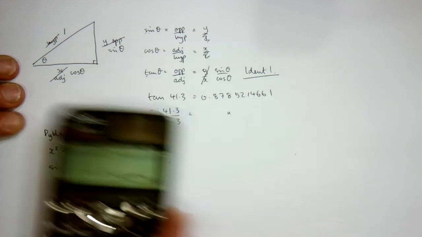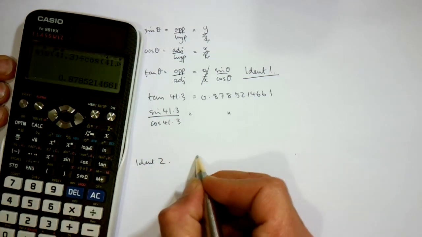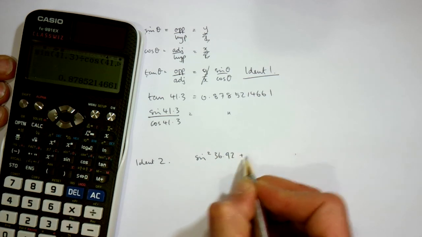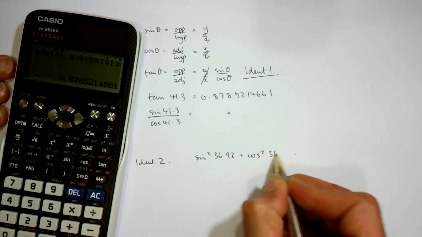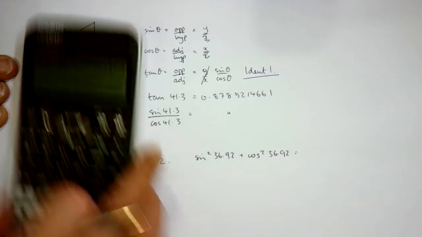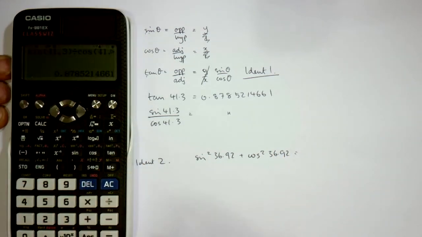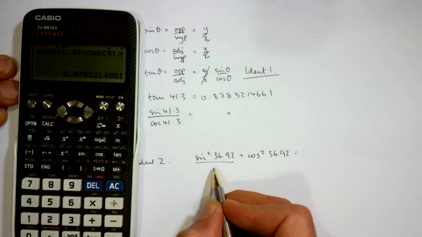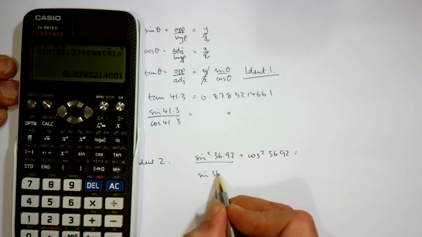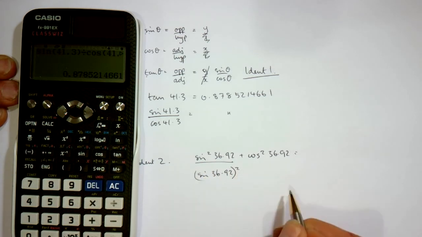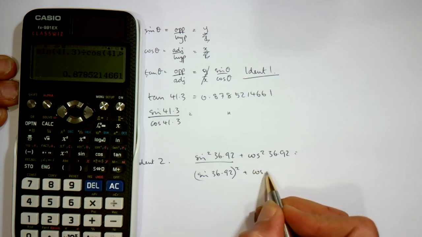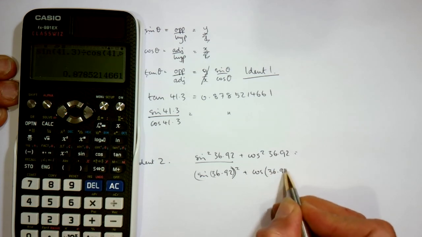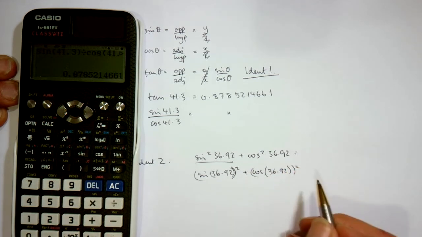Let's use a different angle. Let's use 36.92. So sine squared of 36.92 plus cos squared of 36.92 is equal to, can you guess what it's going to be? Right, what this means, sine squared of something, is that we do sine of 36.92 and then we square it. And this is going to be cos of 36.92, so we should put that in brackets too, and then we square it. That's what it means.